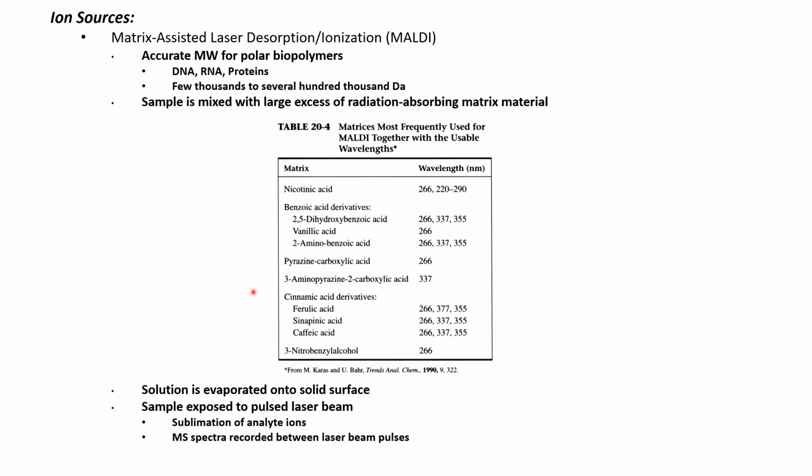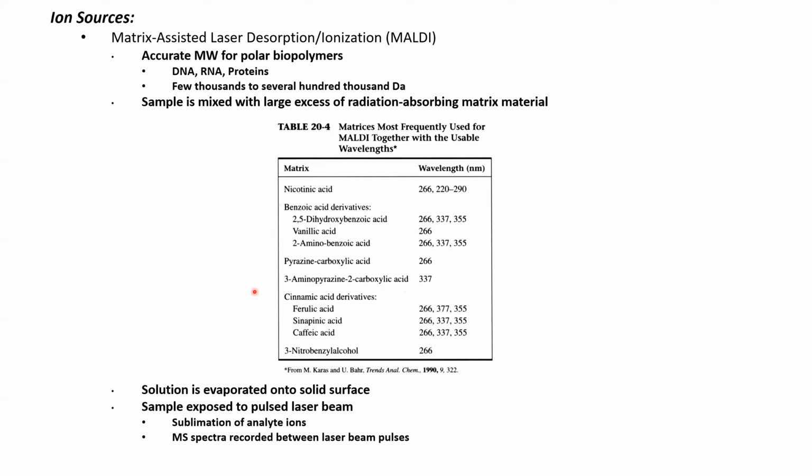So MALDI, this is the one that was a share of the 2002 Nobel Prize. This gives accurate molecular weight for polar biopolymers such as DNA, RNA, and proteins. A few thousand to several 100,000 Daltons are possible.